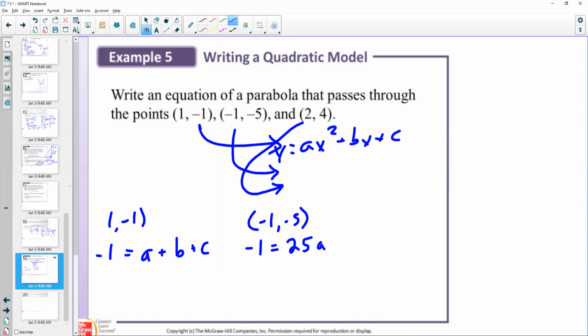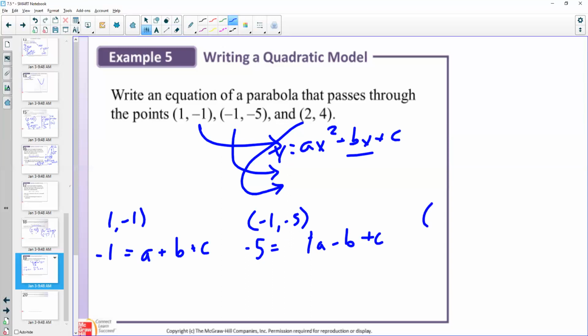Oh, no, I did my x's and y's backwards, pardon me. This is going to be negative 5. Negative 1 squared is just 1a. B times negative 1 is minus b, plus c.